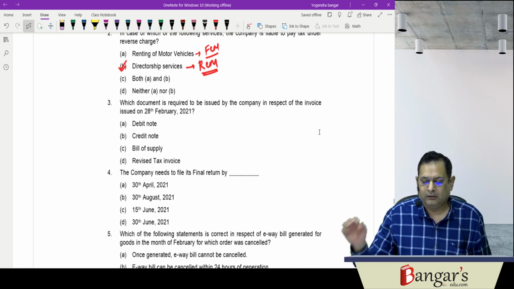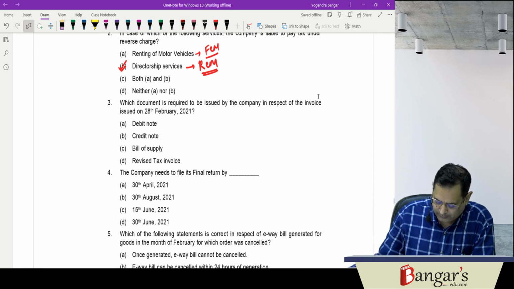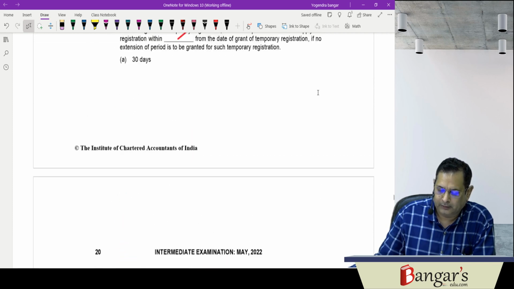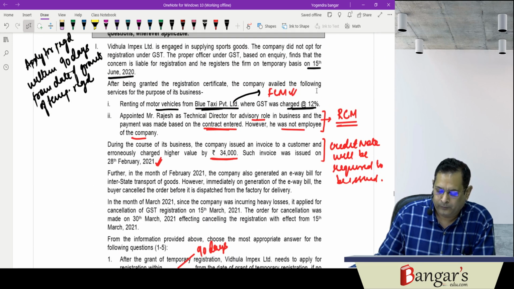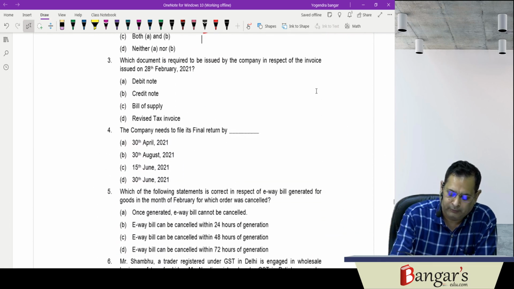Now here, which document is required to be issued by the company in respect of the invoice issued on 28th of February? Since excess value has been charged in the invoice, the company will be required to issue a credit note. We have discussed the same. The company will be required to issue a credit note in this case.